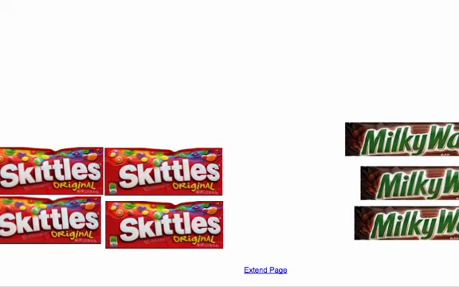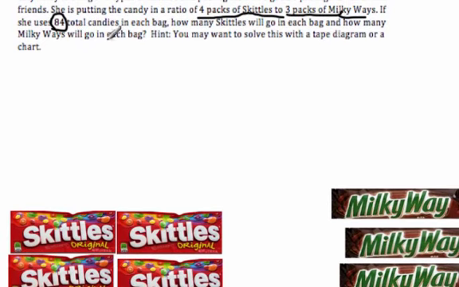So if the problem had asked you for if she uses 7 total candies in each bag, you could probably answer it right there, that there would be 4 Skittles and 3 Milky Ways. But you can see there's actually more than 7, right? There's actually 84. So it said use a tape diagram or a chart. I'm just going to use a tape diagram just to show you what that would look like.